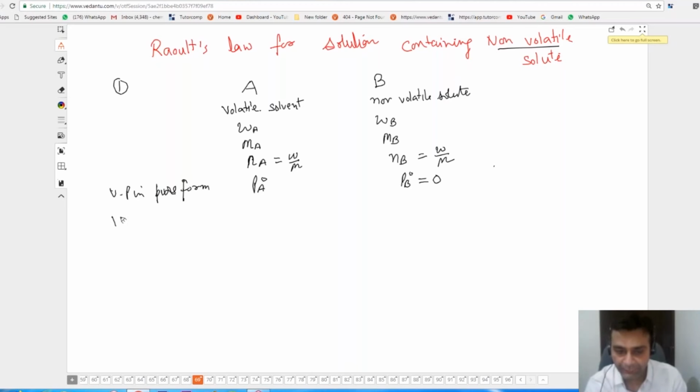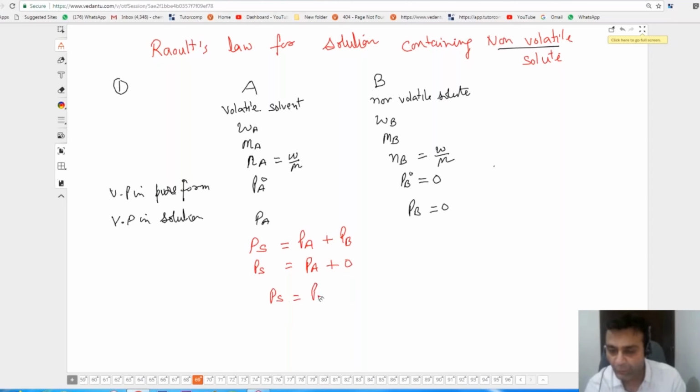But if I make a solution now, and now I'm determining the vapor pressure in solution of A and B both, I'm representing that as PA and PB. And again, I can say PB is equal to 0, right? And now the vapor pressure of solution is equal to pressure due to component A and pressure due to component B. And it is equal to pressure due to component A plus 0 because PB is equal to 0. So PS is equal to PA only.